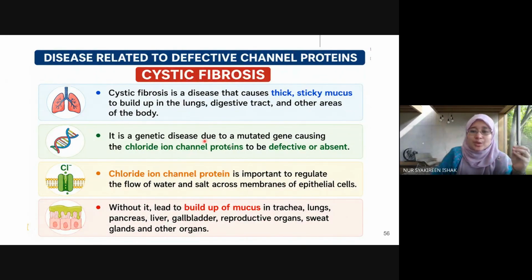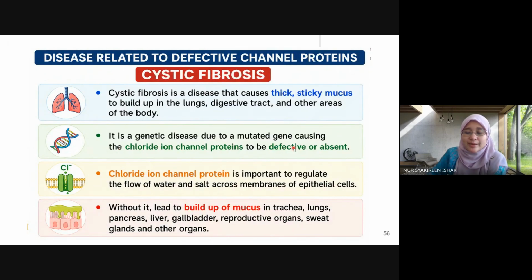Either the channel protein cannot be synthesized, so the channel is absent, or it is synthesized but does not function, so it is defective. The channel here is the chloride ion channel. Chloride ion channel proteins.